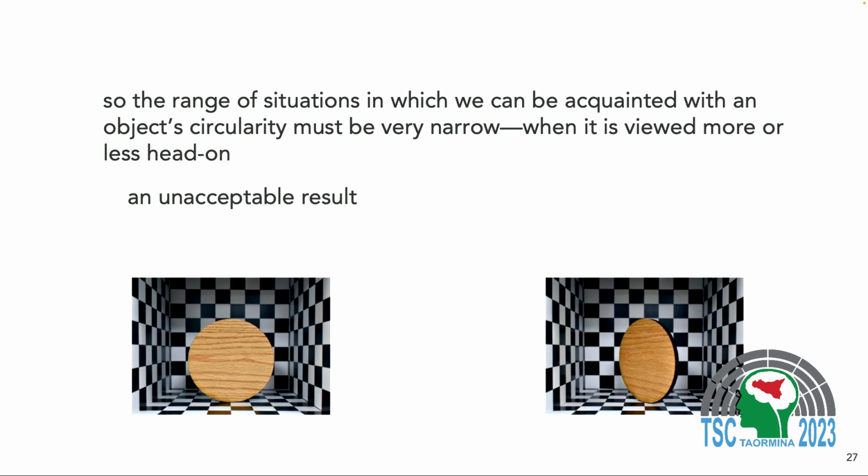So in other words, the range of situations in which we can be acquainted with an object's circularity on this view must be very, very narrow, when it's viewed more or less head-on, and that is a totally unacceptable result. It's an unacceptable result by Brewer's lights, in fact. He definitely wants to say that the tilted disk on the right is, in fact, a paradigm exemplar of circularity, because it intuitively looks circular. It's a classic case of perceptual constancy, where despite the fact that the circular disk is not head-on, nonetheless the visual system recovers its actual shape. That's one reason why it's unacceptable. There are also other reasons.